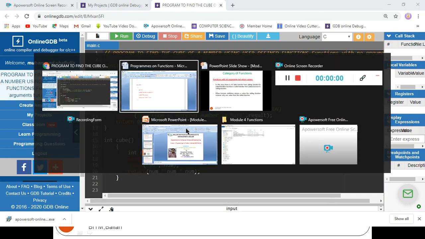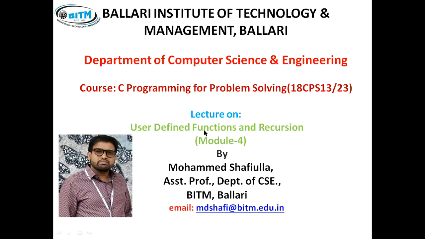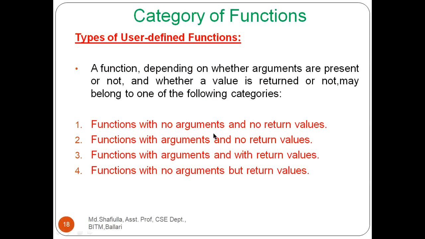So let me summarize the things. These are the types of user defined functions. In the first case, there is no argument and no return value. In the second case, we do have arguments, but we don't have a return value. In the third case, we have arguments and also return values. But in the fourth case, we do not have arguments, but we have return values. Whenever there are no arguments, we just keep an empty pair of parentheses. And whenever there is no return value, we just write void.